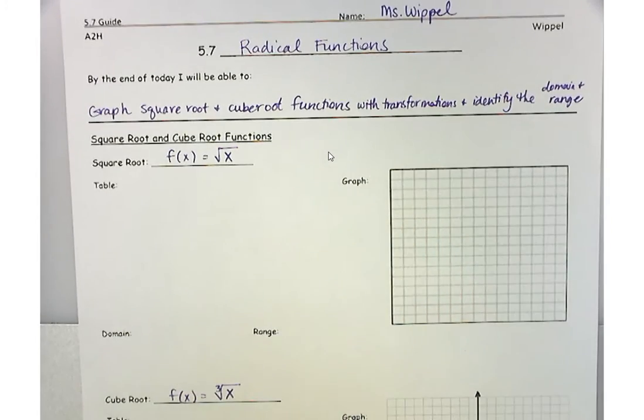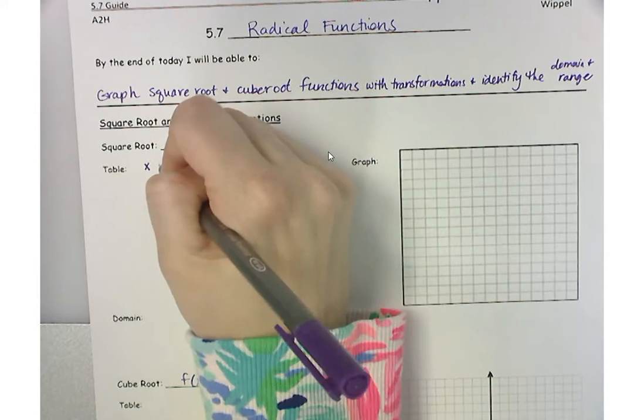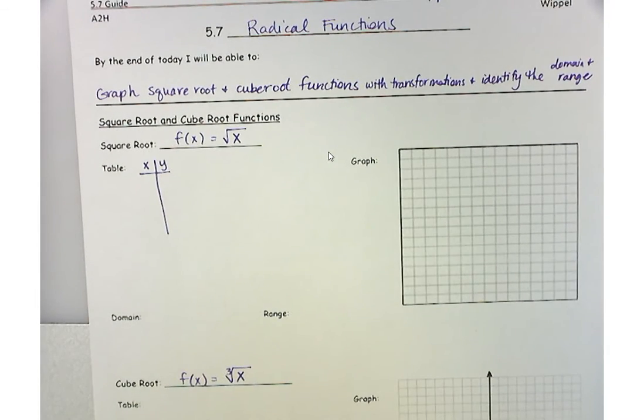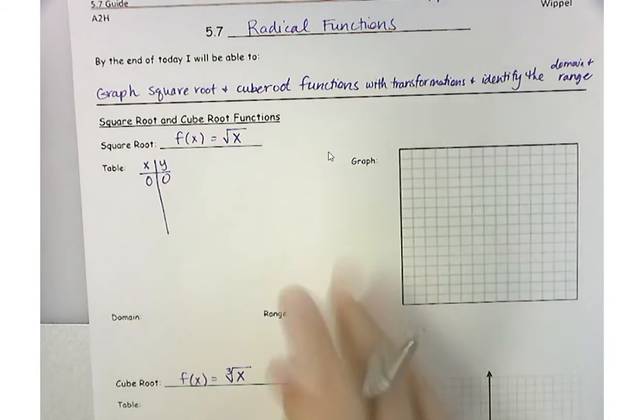So the square root function is f of x equals the square root of x. We are going to make a table for that, starting with the lowest x value I could possibly plug in. What is the lowest x value you could possibly plug in? 0. Why can we plug in 0? Because the square root of 0 is 0. And then the next one is going to be 1. The square root of 1 is 1.